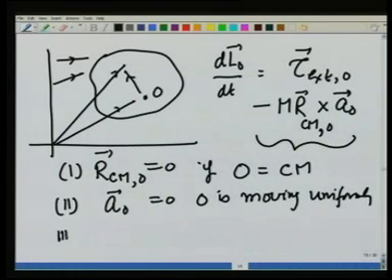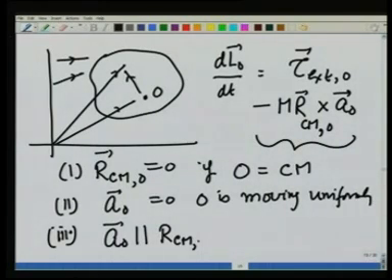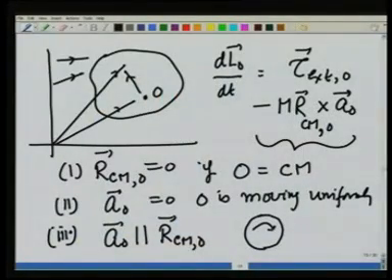And third, that acceleration a_O be parallel to r_CM-O. That is, the point O is accelerating towards the CM itself. This also you have been doing in your 12th grade. For example, in a wheel which is rolling, you usually take torque about this point and apply dL/dt equals tau. This point is actually accelerating towards the CM, and therefore your answers come out to be correct.